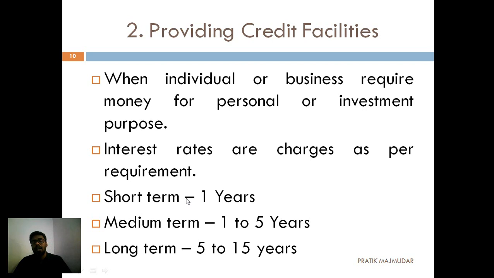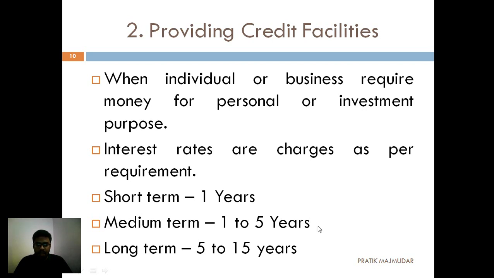Okay, now the tenure, normally it is divided into three types: short term, medium term and long term. Short term loans are for only 1 year. A medium term loan is for 1 to 5 years, and a long term loan is from 5 years to 15 years.